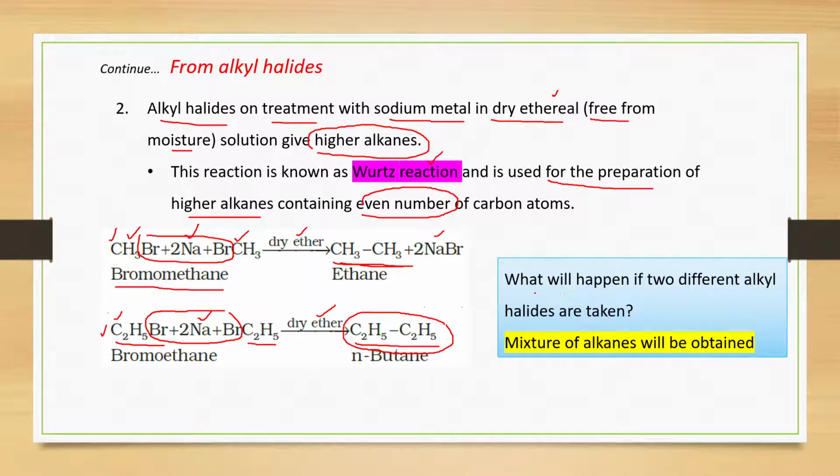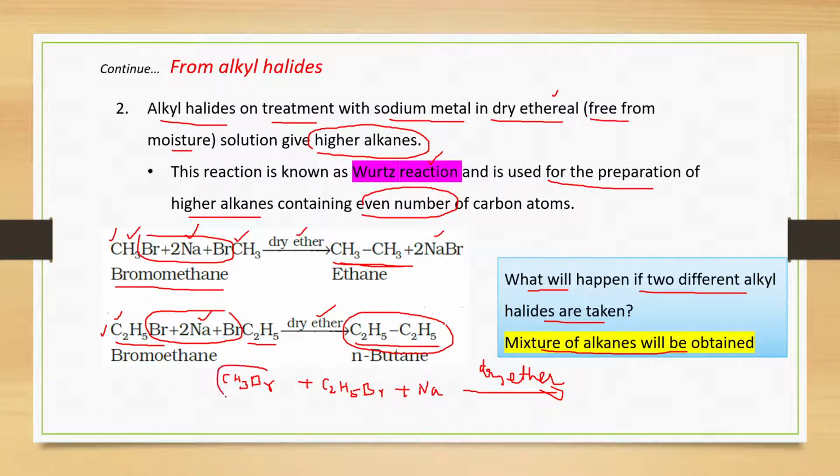Okay. Now, the question is, what will happen if two different alkyl halides are taken? Our answer is a mixture of alkanes will be obtained. Now, just check it. If we take one molecule of CH3Br and another molecule of C2H5Br, it will react with the sodium in the presence of dry ether. Now, what products will we get? There are three possibilities.